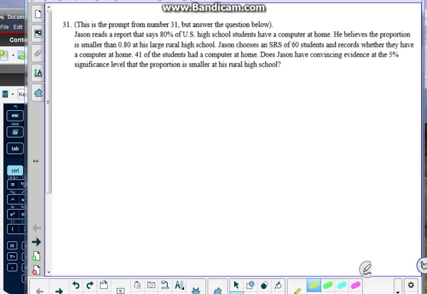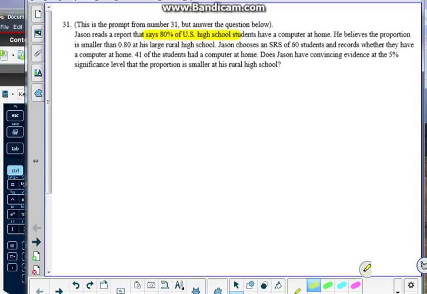He chooses an SRS of 60 students, records whether they have a computer at home. 41 say they do. Does Jason have convincing evidence at the 5% significance level that the proportion is smaller at his rural high school? So we always want to mark our text here, highlight things that are going to be important for us. I see 80% of U.S. high school students. That's going to be probably my assumption, okay? That's going to be what I'm starting off, what I want to check against.